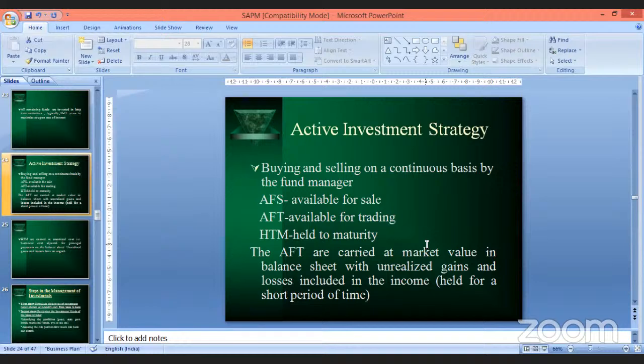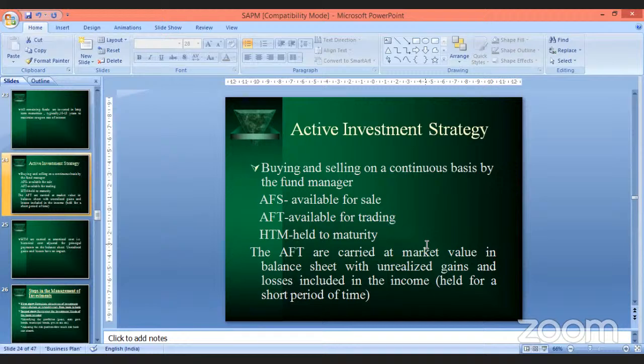There are some stocks or investment instruments the fund manager has to acquire which must be available for sale. Some are available for trading. Trading means buying. Some other investment instruments the fund manager has to manage are held, that means once you are buying, you have to hold that stock till the maturity. Is it clear? Yes, sir.